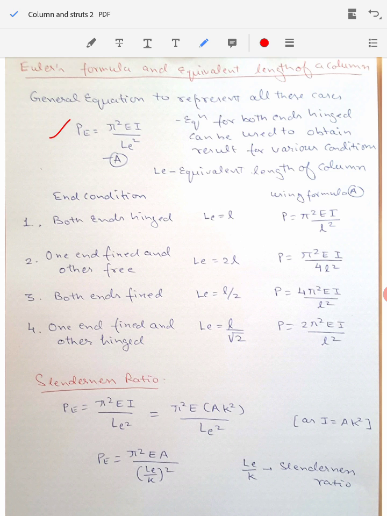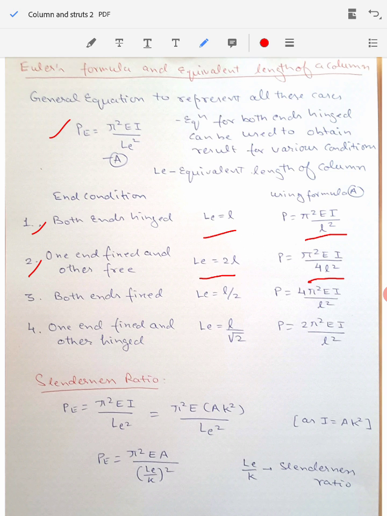As the formula itself is for the hinged condition, for the both ends hinged case, the equivalent length should be equal to the length of the column which is given to us in the problem or numerical. So our crippling load will be simply pi square EI by l square. That is what we derived there. In the case of a cantilever column, or one end is fixed and the other end is free, the equivalent length of the column will be 2 times the length of the column given to us. So when we substitute 2l there, we will get the formula for the cantilever type of column or fixed-free column.